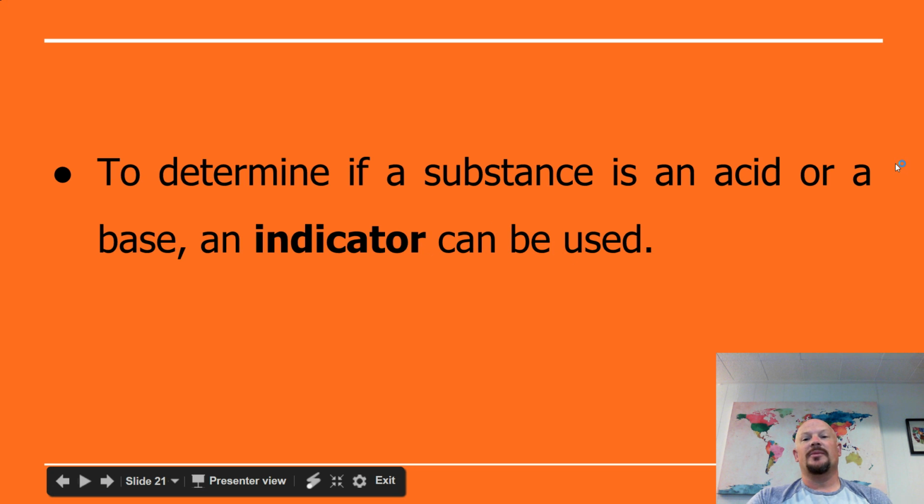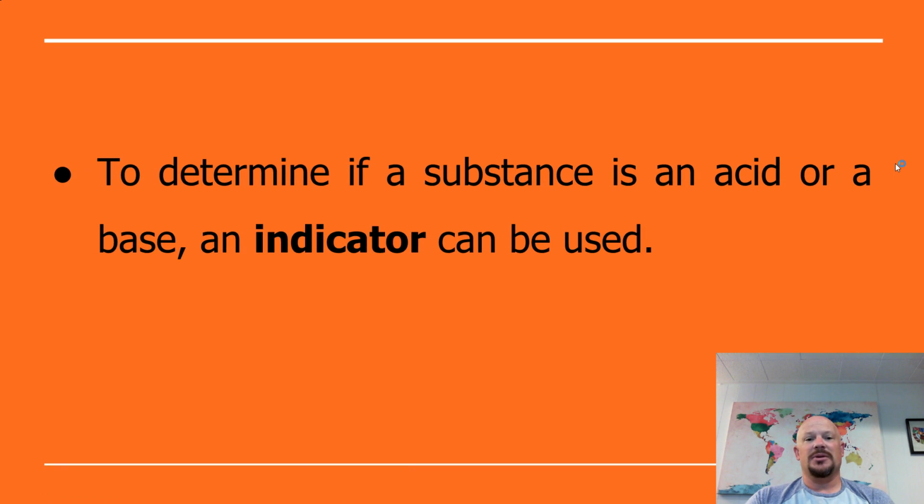So we've talked about acids, we've talked about bases, we've talked about salts. How do we tell the difference between an acid and a base? If we don't want to taste it to know, does it have a sour or bitter taste? Maybe we don't want to feel it to see if it's slippery because it could be corrosive and damaging to our skin. So how will we know if something's an acid or a base? We'll use what's called indicators. To determine if a substance is an acid or a base, an indicator is used.